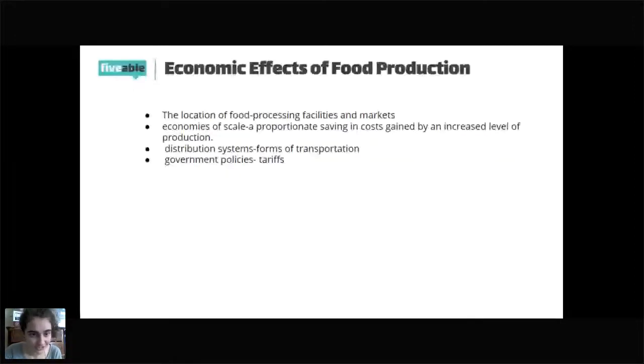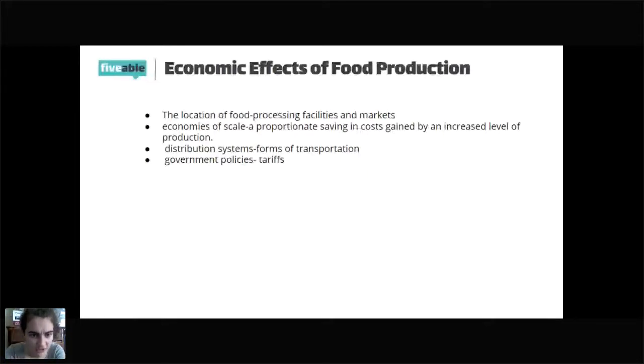Economic effects of food production. The location of food processing facilities and markets. Location, like we talked about again, right? How far is that farm from the district? That would affect the cost of food being produced, the cost of the land. But again, there should be a proportional relationship, right? Because if it's too far, transporting the goods will be more expensive. Like we talked about the von Thunen model, right? There should be a proportional relationship between the cost of the land and the cost of transporting the food.